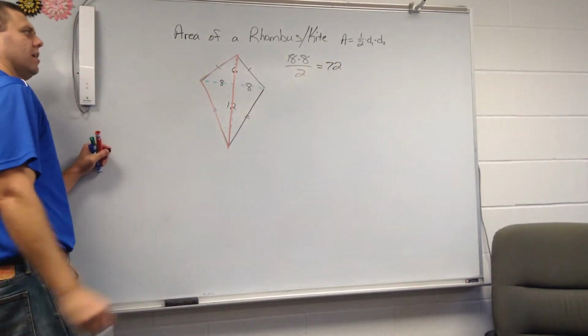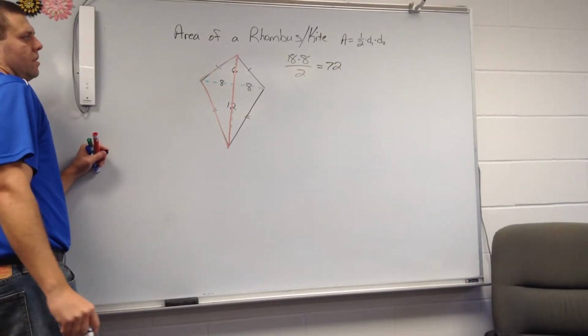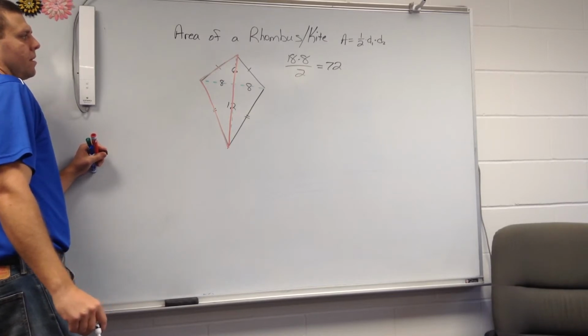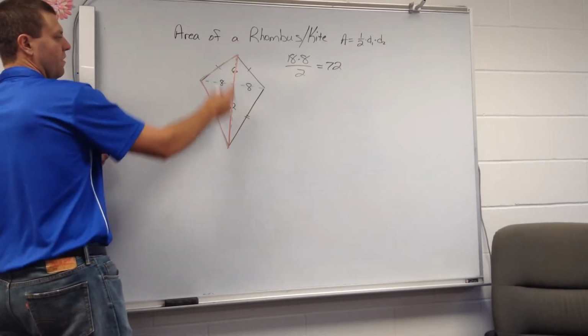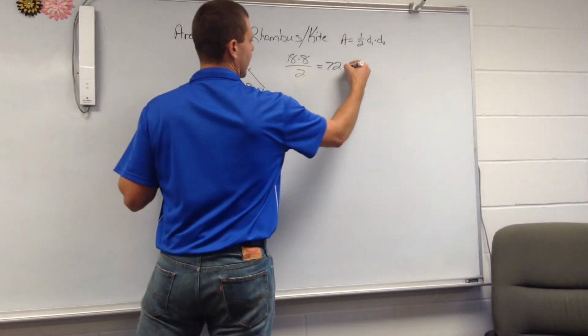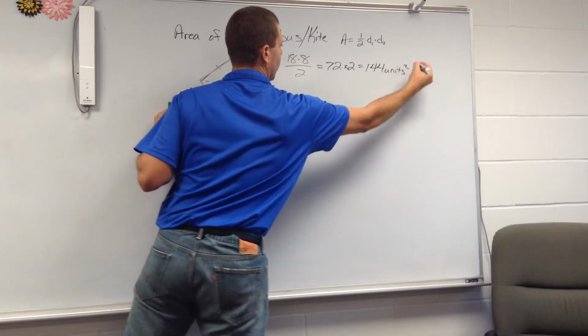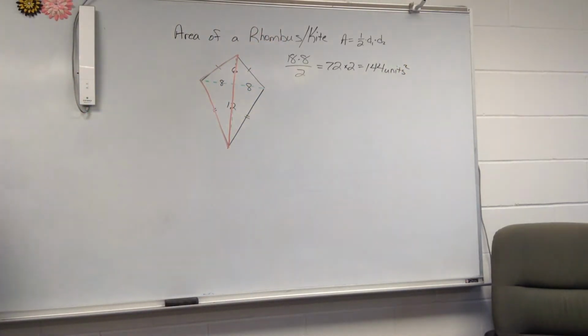Okay? Right? Yes? No? I don't know. Maybe still in summer mode. No, I think I'm okay. 72 is the area of the red one here. Multiply it by 2. Got to double it. So 144. Okay. 144 units squared.